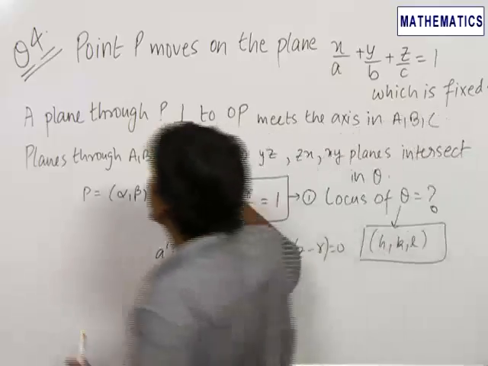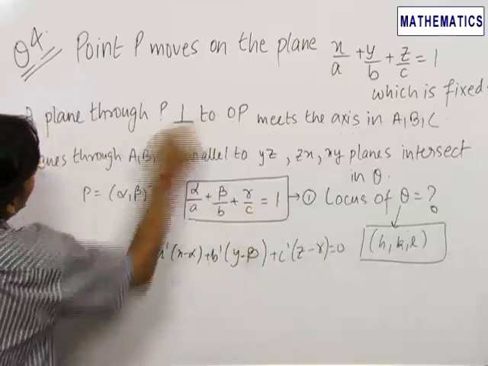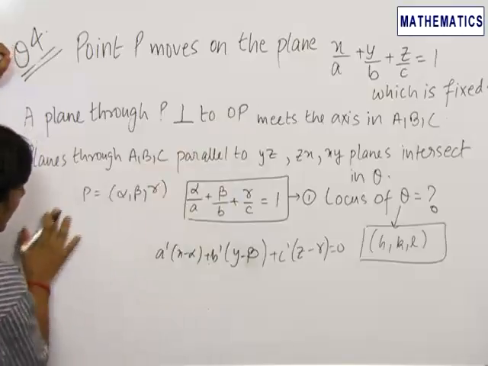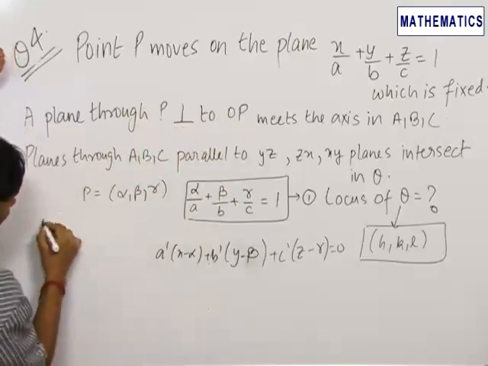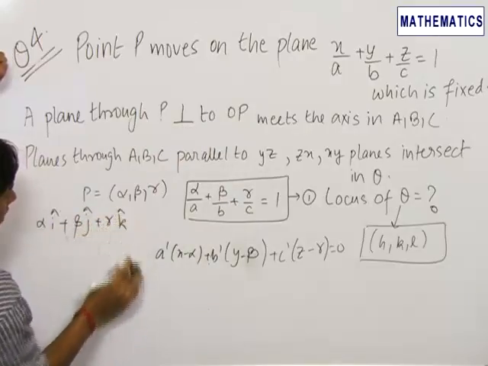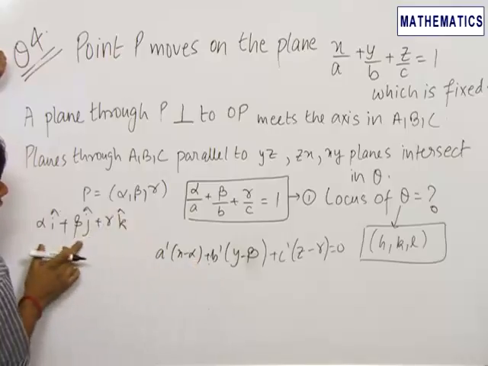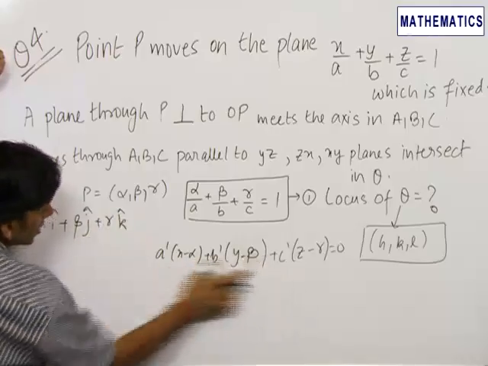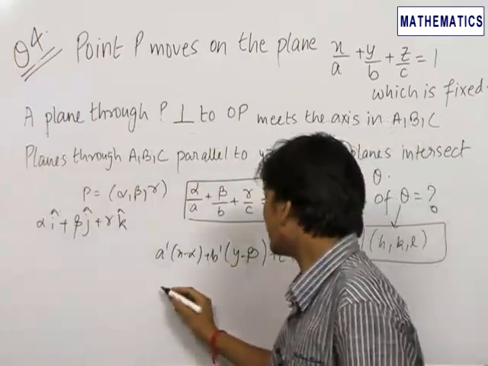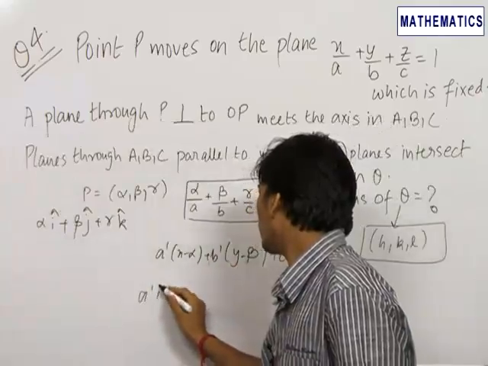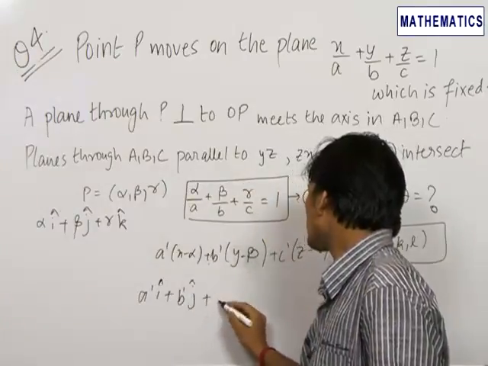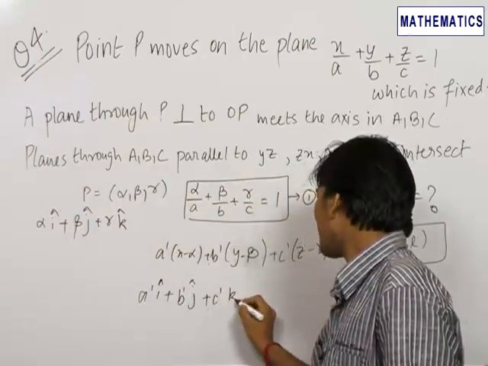Now another information which is given to us is that this plane is perpendicular to OP. OP is the line joining the origin to the point P. Therefore the direction of the line OP is alpha i cap plus beta j cap plus gamma k cap. Now since this plane is perpendicular to this line, the normal to this plane will be parallel to this line. The normal to this plane can be written as a dash i cap plus b dash j cap plus c dash k cap.